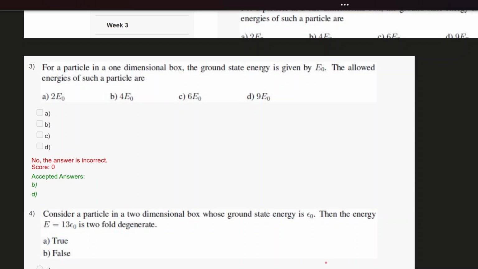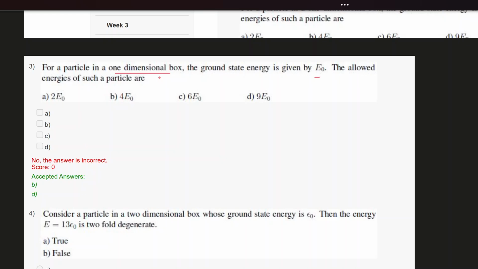Problem number 3 is that for a particle in a one-dimensional box, the ground state energy is given by E naught. So the allowed energies for such a particle will be what? Which options are correct out of these 4 options? This is the common quantum mechanical 1D box problem, also called the infinite potential well problem. It is very simple. There is a standard formula for the energy eigenvalue for this kind of problem, so we'll be directly using that.